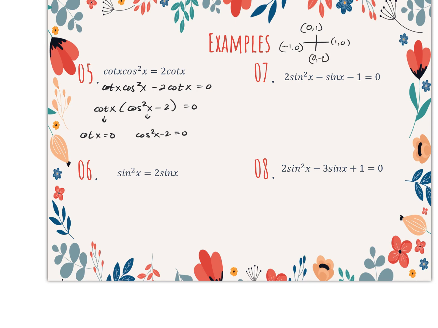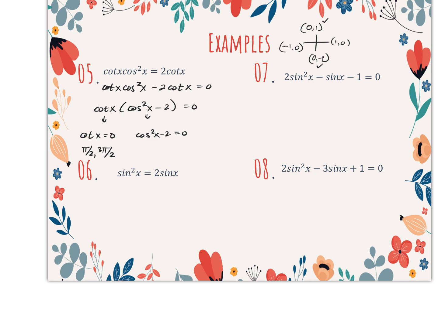And I know that the cotangent is x over y. So when does x over y equal 0? Well, here and here. So I know that the angles here are going to be pi over 2 and 3 pi over 2.